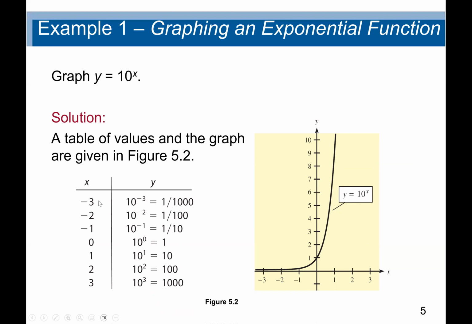Now we can graph the points we have. When x is -3, y is almost 0.001. Then when it's -2, it's 0.01. When x is -1, then we have 0.1. When x is 0, y is 1. When x is 1, y will be 10. So this will be the exponential function.